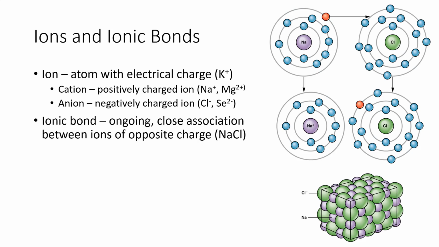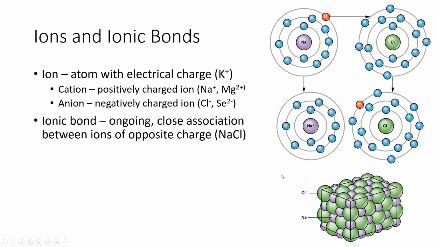There's cations. These are ions that are positively charged. So for example, you have sodium or magnesium. You can see here with magnesium, it has a net charge of +2. So they're able to donate 2 electrons. An anion is a negatively charged ion, so this would be something like chloride or selenium. And you can see here, selenium has accepted 2 electrons, so it has a net charge of -2.